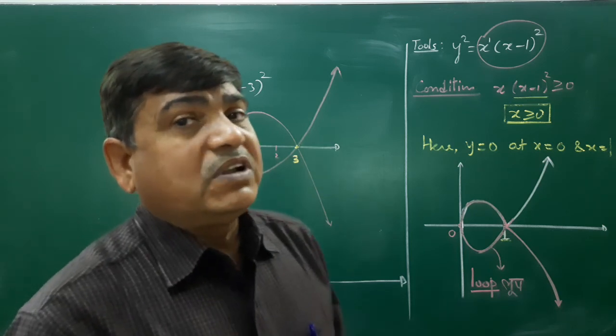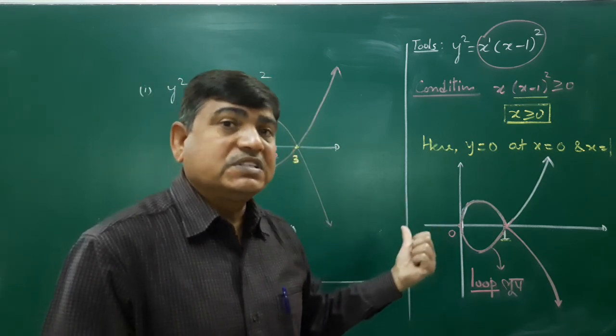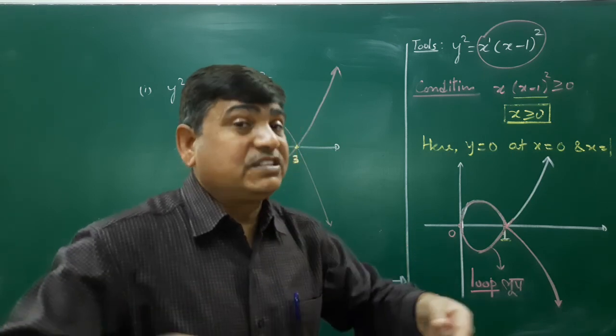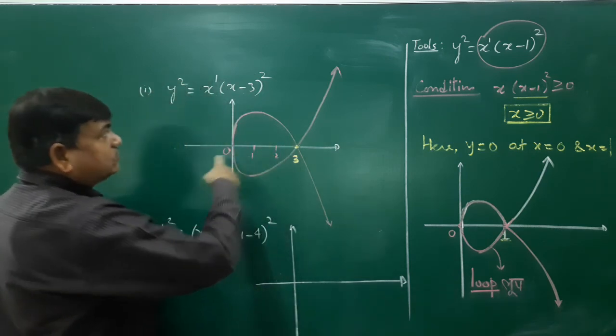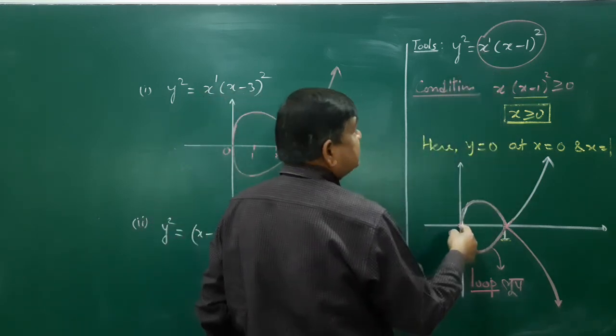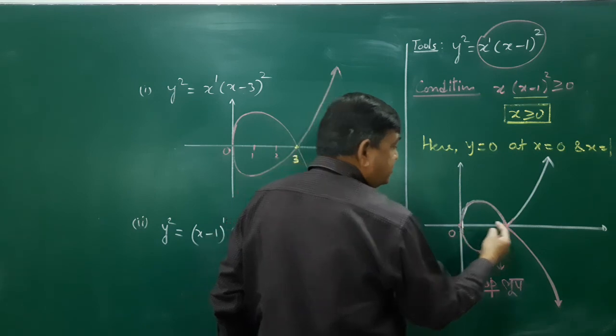Power is 1. Recall the graph of the parabola that was discussed just before this example, that y square equals x and y square equals x minus 1. Shifting. So here, this point and this point both will be shifted. Remember, x is 0, here it is 0, 0. X is 1, then it becomes 0. So 1, 0, it is between 0 and 1.